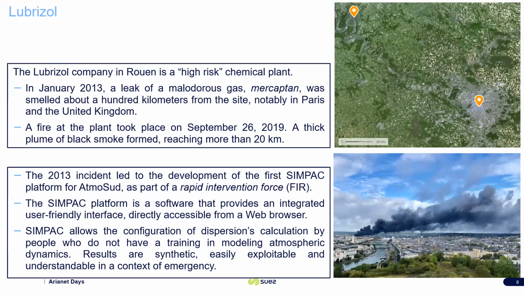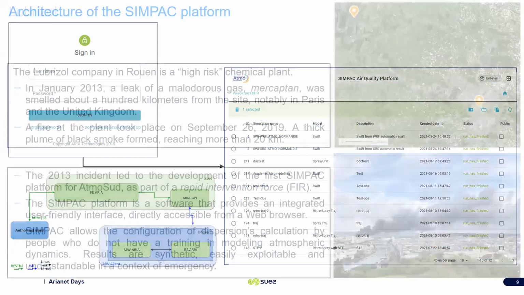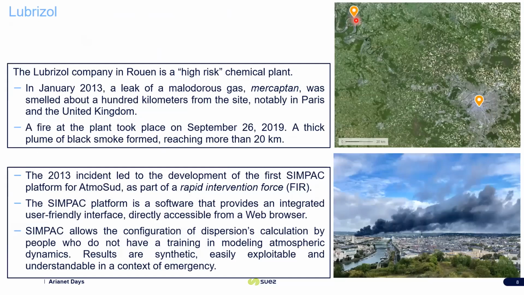This is a map. Here is Rouen, here is Paris. And in 2013, a leak of malodorous gas was smelled about 100 kilometers from the site, notably in Paris or in the UK. And this incident led to the development of the first SIMPAC platform for Atmosud as part of the creation of a rapid intervention force among the different air quality associations in France.